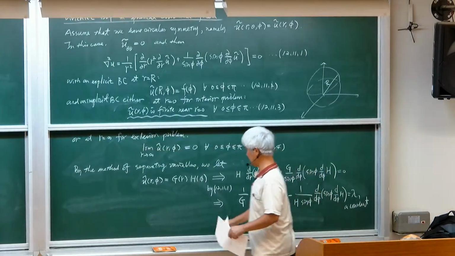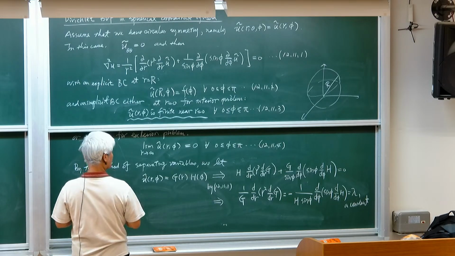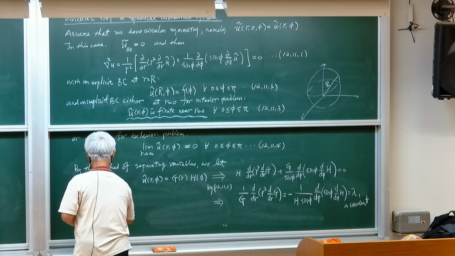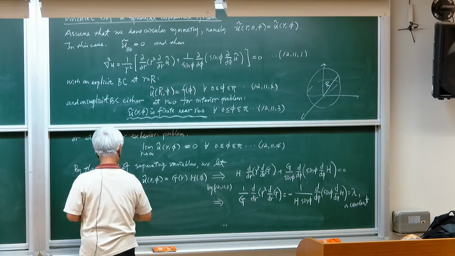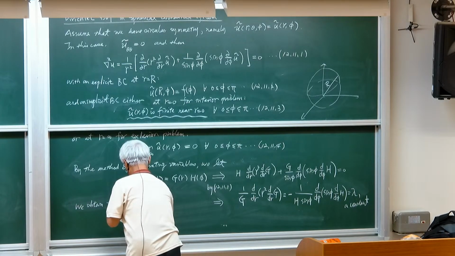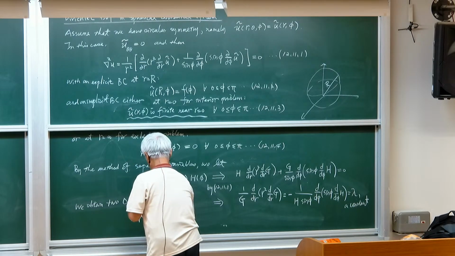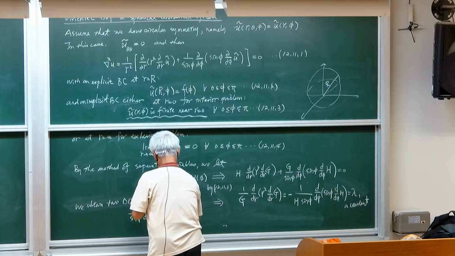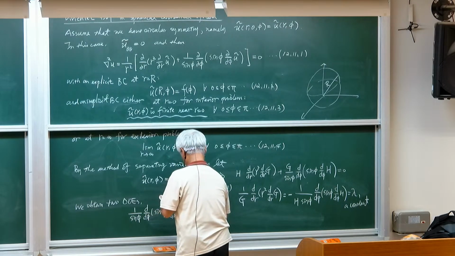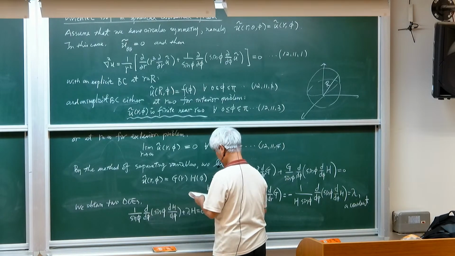Right, and so from there we obtain two ODEs. The first one would be 1 over sine phi d d phi sine phi dH d phi plus lambda H equal to 0. So this is 12.11.5.